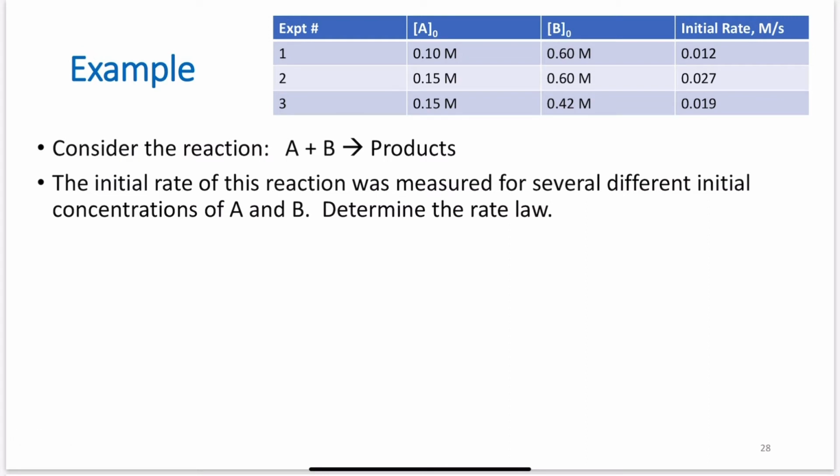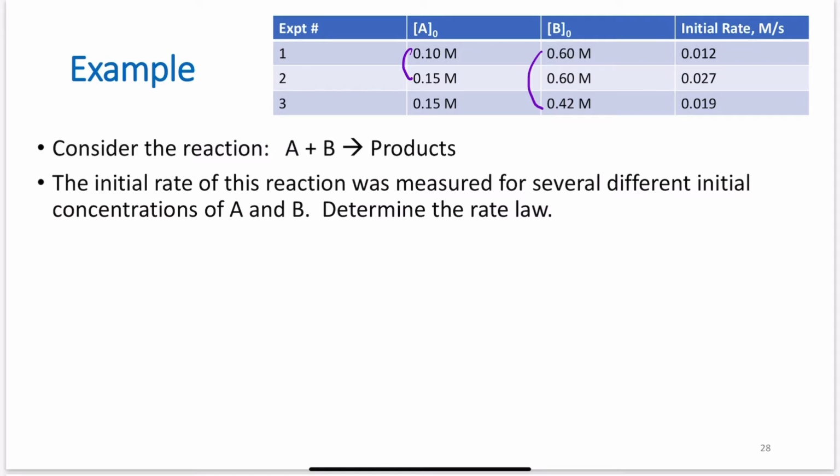Okay, let's do another example. Consider the reaction A plus B going to products. The initial rate of this reaction was measured for several different initial concentrations of A and B to determine the rate law. When I say determine the rate law, even though I don't specify it, I mean the overall rate law and the k value. I want everything. But when I look at these values, from 1 to 2, my concentration of A is not doubled, it's like times 1.5. And from 1 to 3, my concentration of B is really funky too.